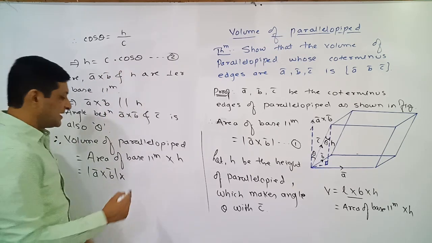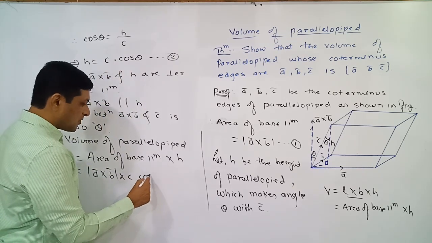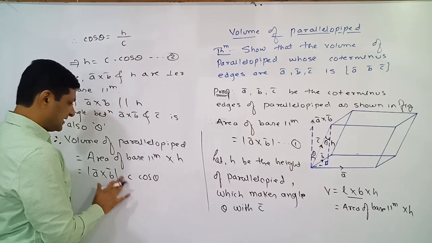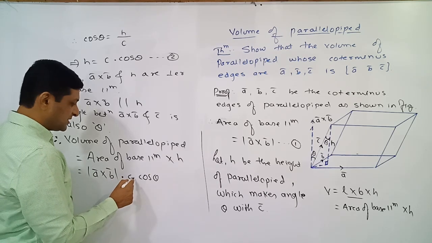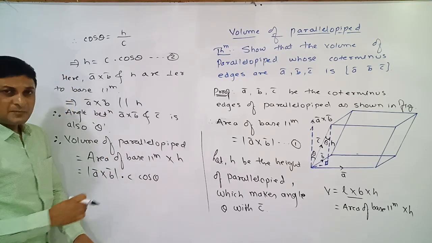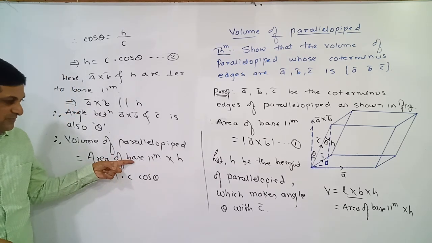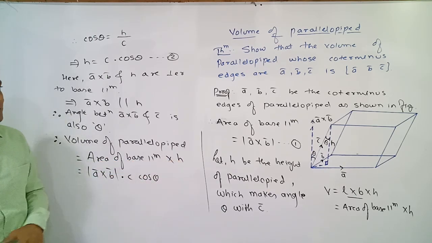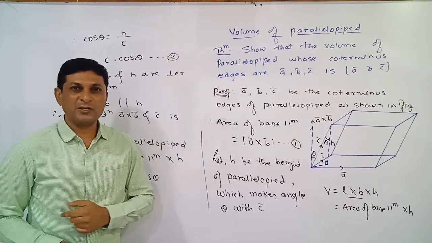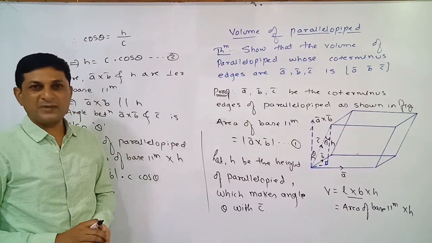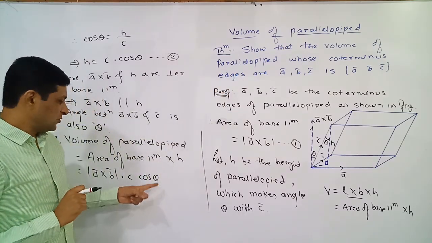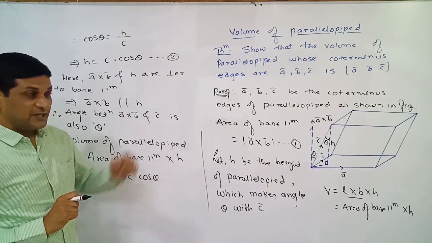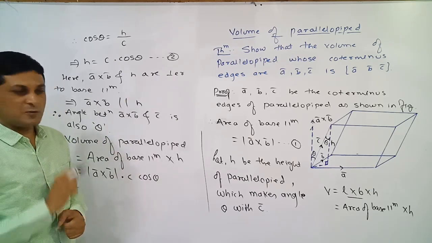What is the value of height? C cos theta. Denote this multiplication simply by a dot. So we have substituted the value of area of base parallelogram and height. Now, simplifying it, we will try to show that its value is equal to the box product of A bar, B bar, C bar. To prove that condition, we will require the definition of dot product also.